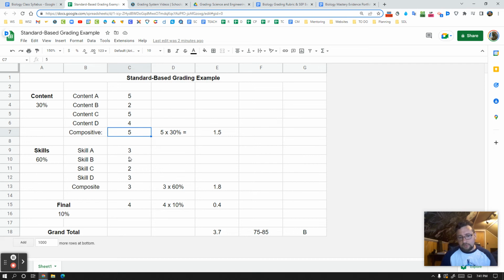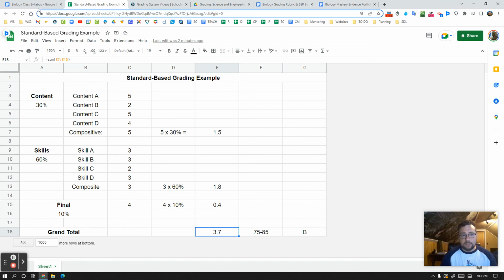On the skills, the student got 3, 3, 2, and 3, which averages to about a 3. It's also the most common grade, so the composite score for skills would be 3. Since that accounts for 60% of their grade in the class, that will guarantee the student 1.8 points. Then on the final, which is worth 10% of their grade, they actually scored a 4. 4 times 10% is 0.4 points. You add them all up together, you get a 3.7 as the grand total.